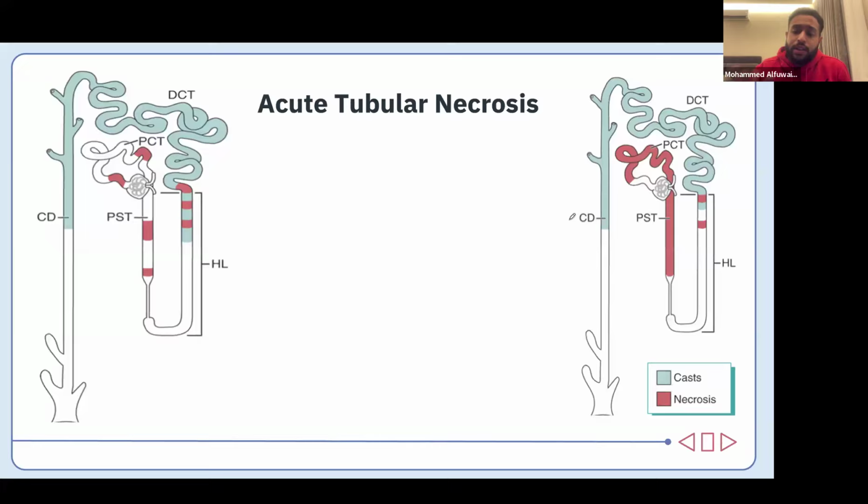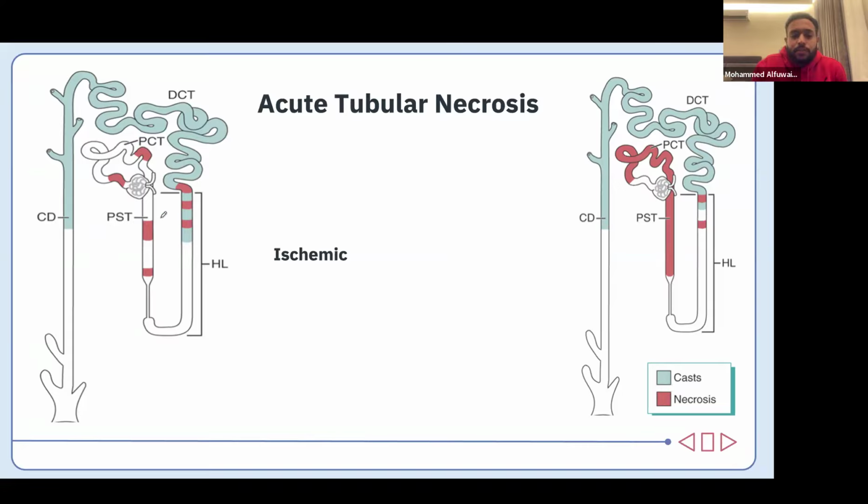That's basically ATN. Now, ATN is usually caused by two things, either ischemia or toxin induced. What's the difference between them? Tell me, if there are non-continuous skipped areas in the nephron, is this ischemia or drug? This is ischemia. Good. Why is that so? Because the blood supply is variable, so it's going to affect one place more than the other.